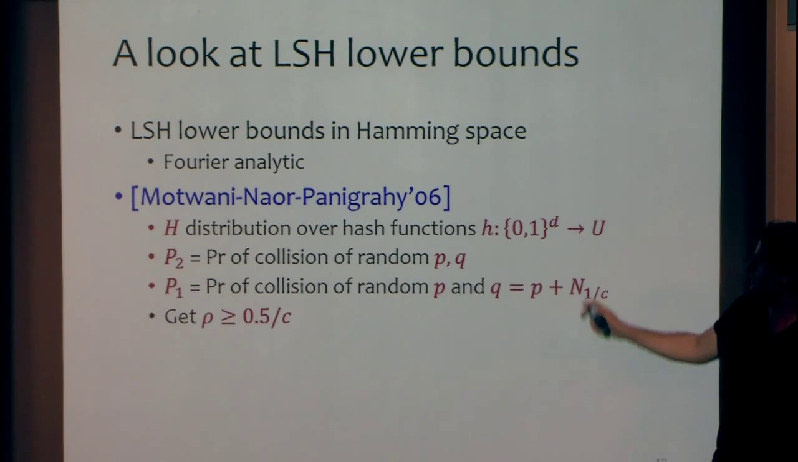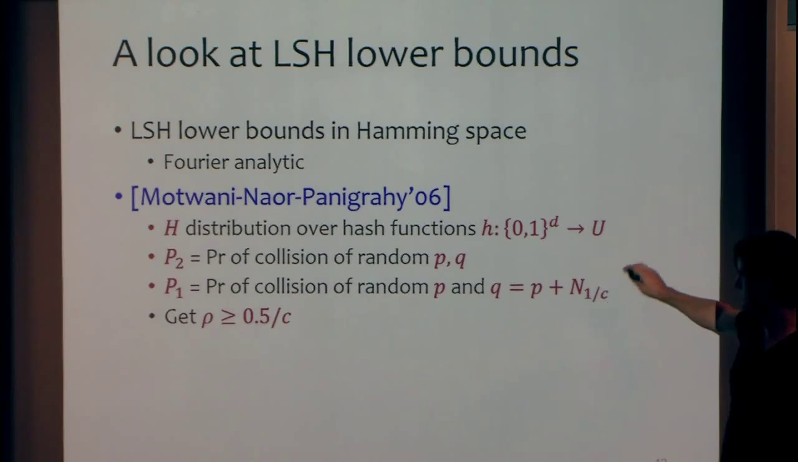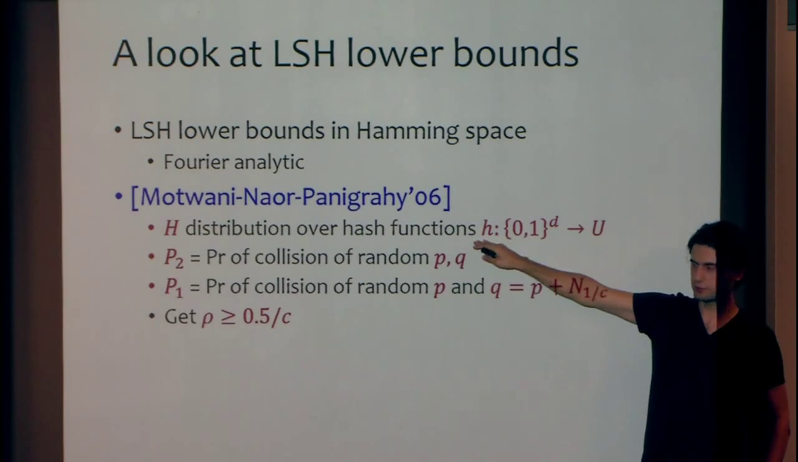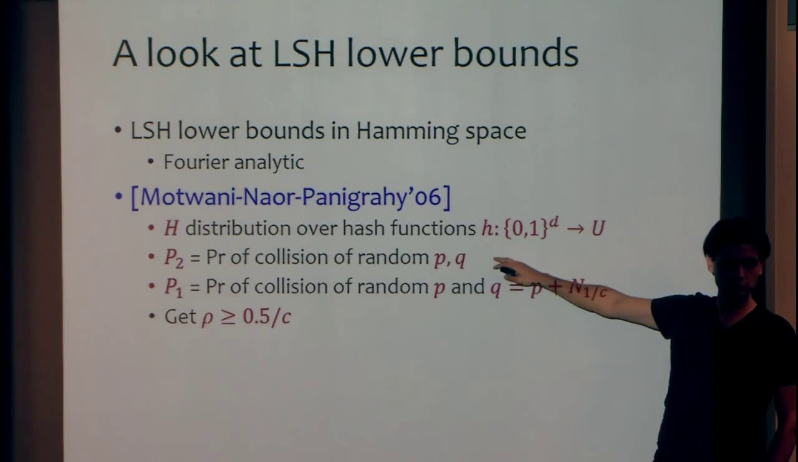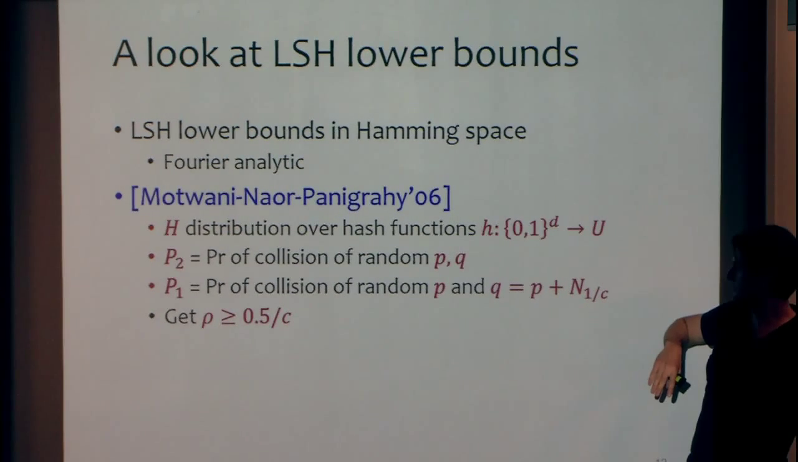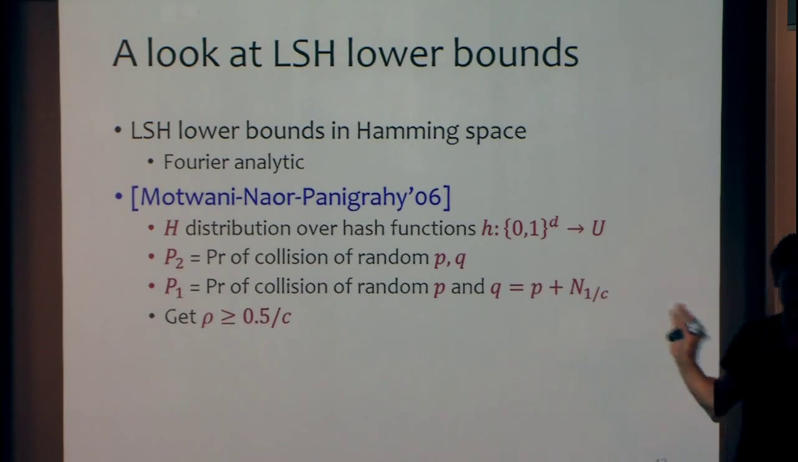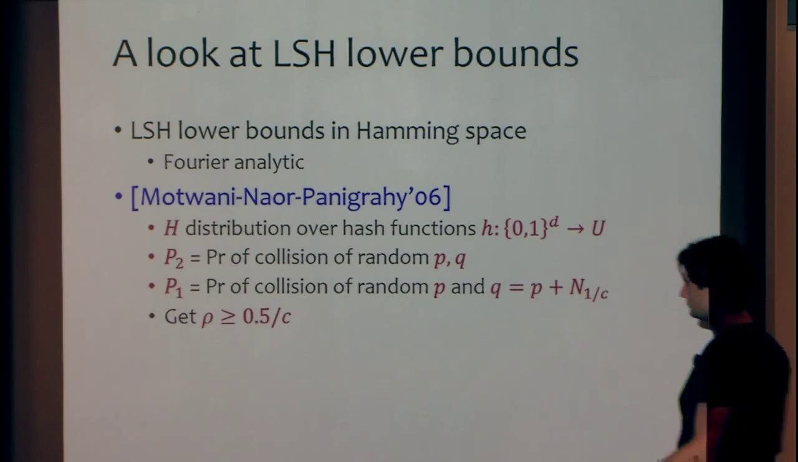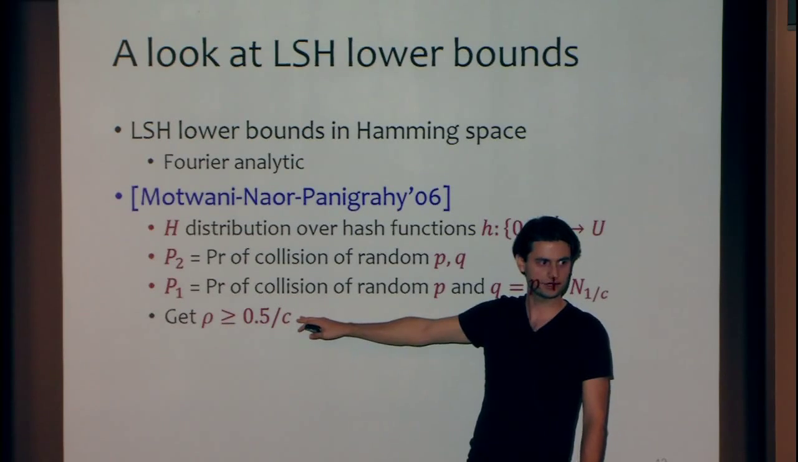And let's say the original setting of Motwani, Naor, or Panigrahy roughly looks like this. I won't show you the details, but roughly what is the setting, what do you have to prove. You pick any distribution over hash functions, so the space partitions. You define P2 to be the probability of collision of random P and Q in the Hamming space. P1 is the probability of collision between P and Q, where Q is essentially a noised P, right? So we add the right amount of noise so that the gap of the distance is exactly c. And with some smart work, you get rho is at least half divided by c.